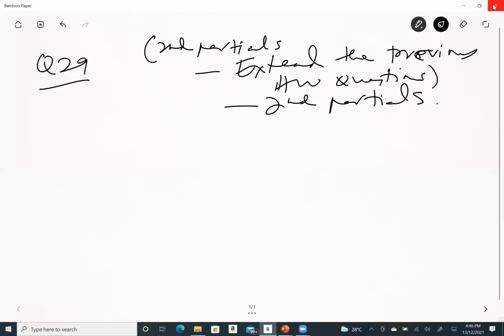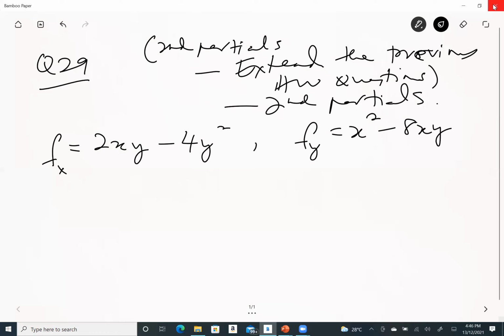Okay, number 29, we go through it, you check your answers. I use fx because I prefer fx to zx. fx is equal to 2xy minus 4y. By now, you don't have to rearrange the terms, all right? Constant and coefficient. Okay, fy, what do we get? We get x squared minus 8xy.